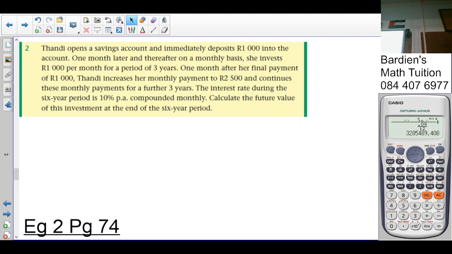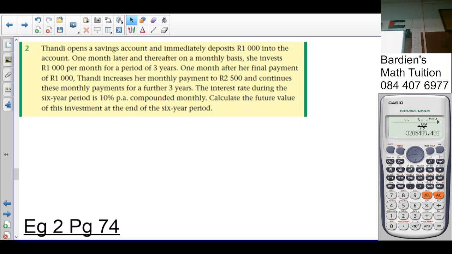Immediately deposits 1,000 rand into the account. 1 month thereafter and on a monthly basis, that means to say every month thereafter, she invests 1,000 rand per month for a period of 3 years. One month after the final payment of 1,000 rand, she then increases her monthly payment to 2,500 rand. And continues these monthly payments for a further 3 years.